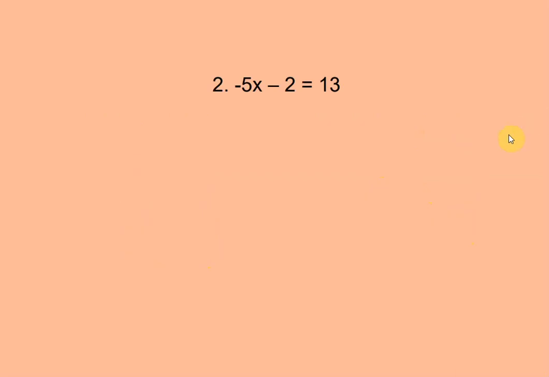Let's try another example. Again, our goal is to isolate the variable, so we're going to start moving things away from the variable, and we start with addition and subtraction. Even though I see a minus sign in front of the 5x, that is just the sign of the number. I'm not subtracting 5x from anything. However, I am subtracting 2 from the 5x. So I want to undo that subtraction, undo minus 2, so I'm going to add 2. And again, I'll add it to the other side of the equation.